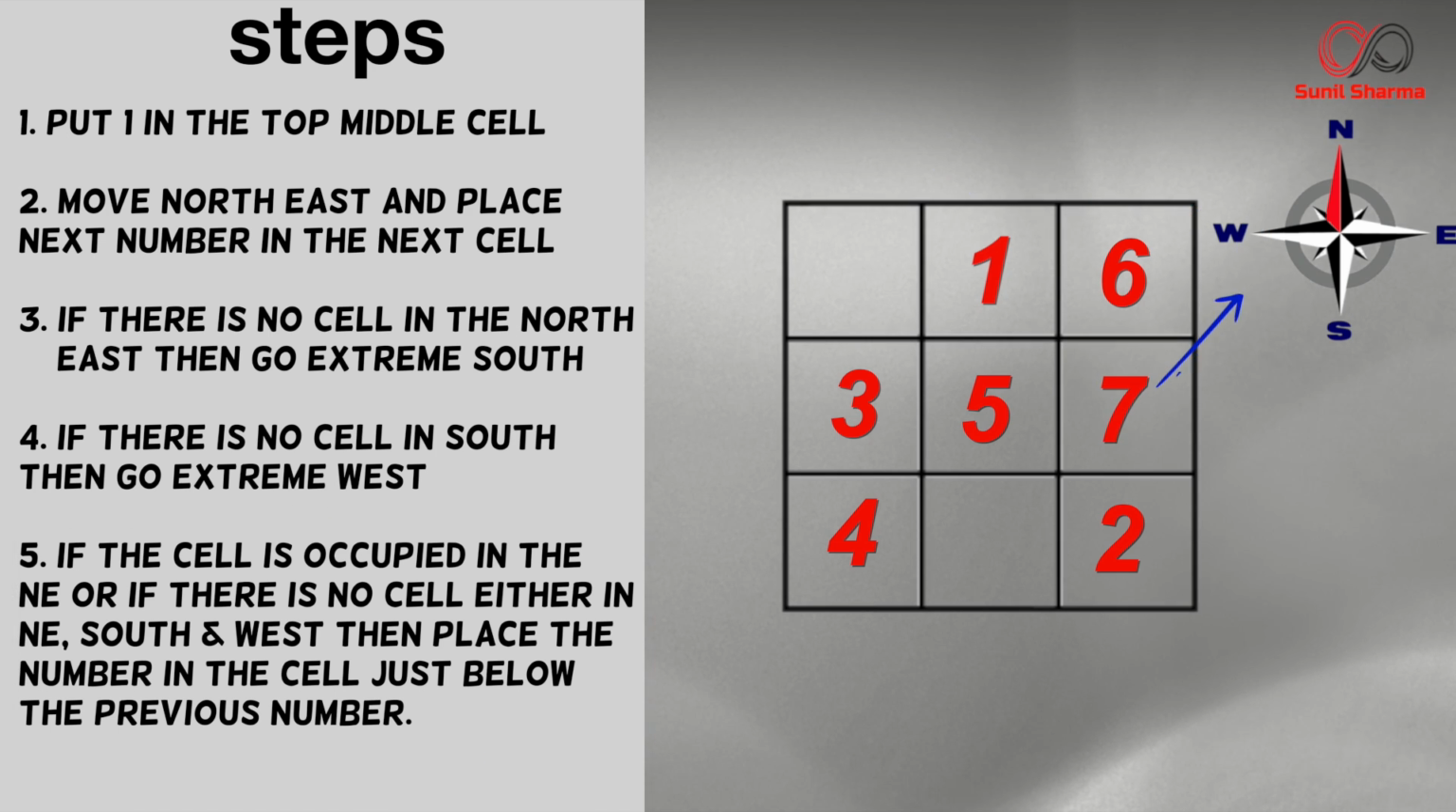Now if you move northeast, you will find no cell. So as per rule number 3, we have to move in the south. But again there is no cell in the south. So as per rule number 4, we have to move extreme west and we need to place 8 over there.